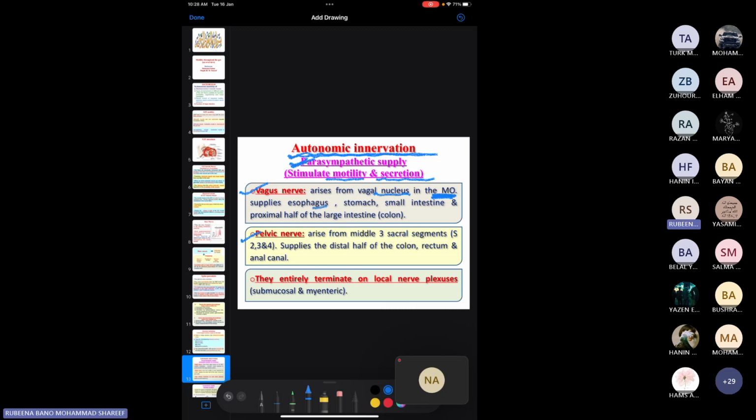The vagus nerve arises from the vagal nucleus in the medulla oblongata, and it will supply the esophagus, stomach, small intestine, and proximal half of the large intestine, the colon, not the entire large intestine, only the proximal half. This may be asked in the MCQ, because it is a bit confusing. And then the pelvic nerves come from three sacral segments, second, third, and fourth, and they supply the distal half of the colon, rectum, and anal canal.